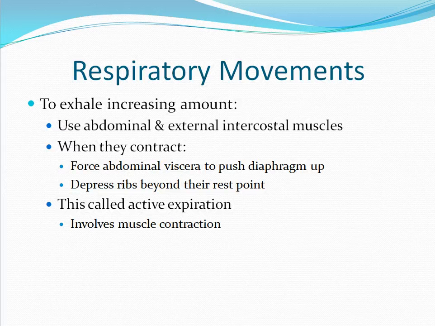When the external intercostal muscles contract, they depress the ribs beyond their normal resting point. This will further decrease the volume inside the lungs and push more air out. Once again, this is referred to as active expiration because it involves muscle contraction. When lung disease interferes with the normal breathing process, we can also use our sternocleidomastoid muscles as well as muscles that help to straighten the vertebral column to help us breathe as well.